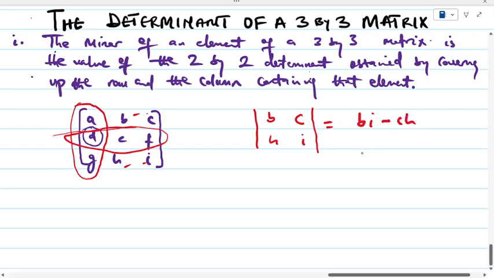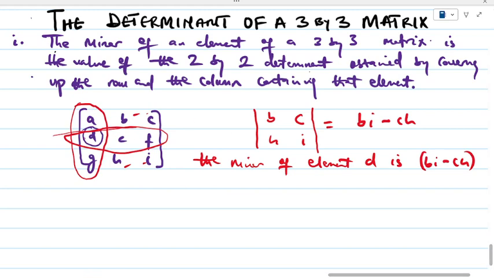So the minor of element D is Bi minus Ch. Do you see that now? So the rule is that you cover the row and the column containing that particular element whose minor you want to find. So that's how to find the minor of an element in a 3 by 3 matrix.